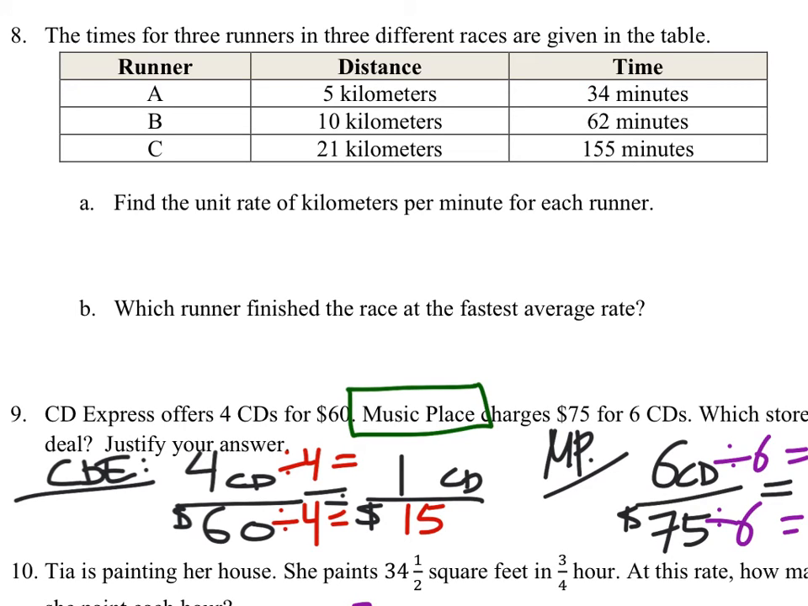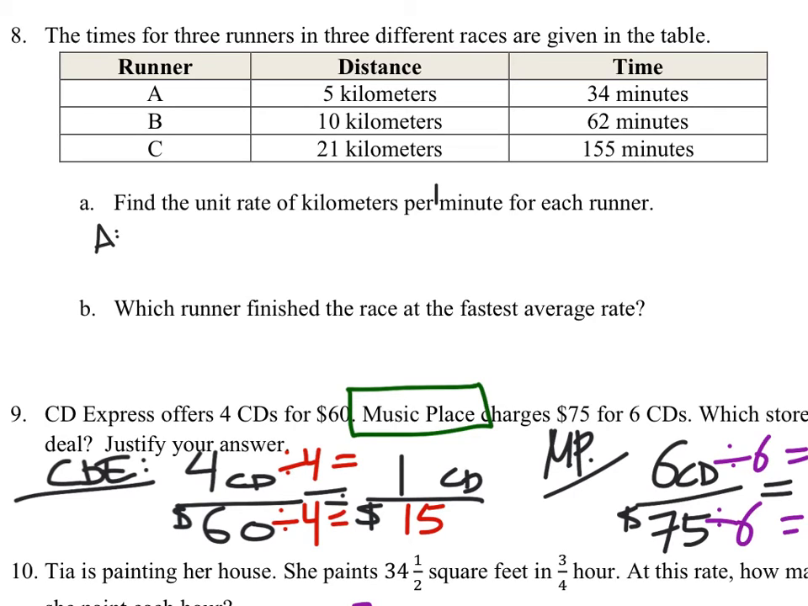So part A, it says on number 8. So first, we've got the times for these 3 runners. Runner A can run 5 kilometers in 34 minutes. Runner B can run 10 kilometers in 62 minutes. And runner C can run 21 kilometers in 155 minutes. Alright, so let's find the rate of kilometers per 1 minute for each of these runners. So we're looking for 1 minute specifically.